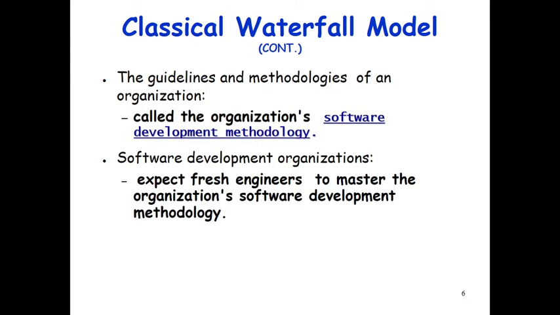Okay, so classical waterfall model, the guidelines and methodologies of an organization are called the organization's software development methodology. So each and every organization can have their own rules and regulations. Software development organizations expect fresh engineers to master the organization's software development methodology. So they hire different software engineers, they can be freshers or they can be masters in that area, so they can hire for this software development.